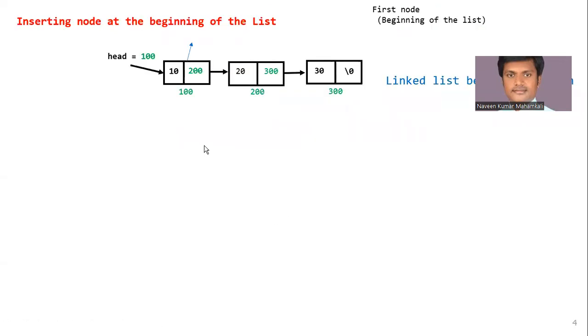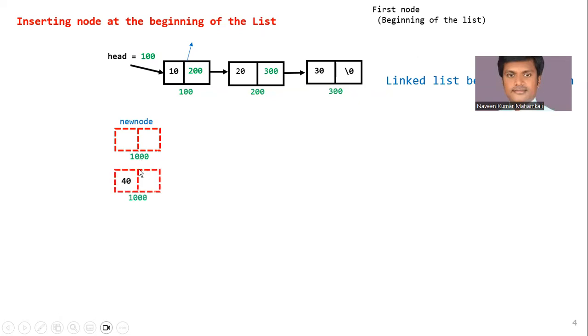Inserting a node at the beginning of the list. Assume the linked list is created as shown here, having three nodes. Head is pointing to the first node, that is, 100 is the address of the first node, and the last node has a null. If you want to insert a new node at the beginning, first we have to create a new node. Assume the new node has been created at address 1000.